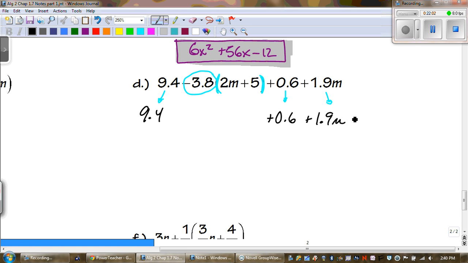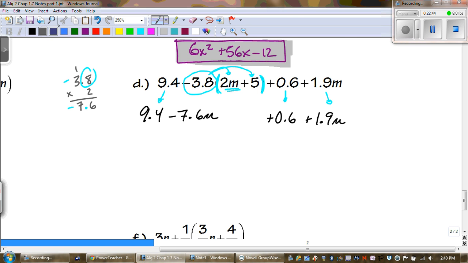Okay? Now, the two things we do need to do is we have to distribute and multiply. So we have -3.8 times 2. Well, 2 times 8 is 16, and 2 times 3 is 6, plus 1 is 7. I have one number behind the decimal, and that was a -3.8, so that's going to be a -7.6. And don't forget the m. So that is a -7.6m.